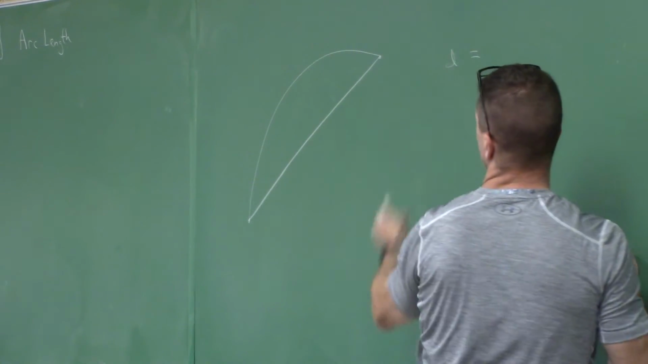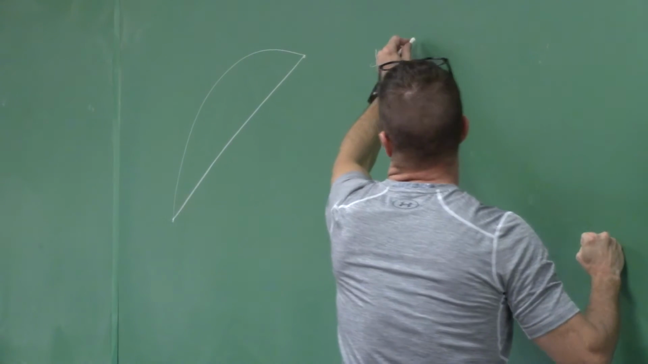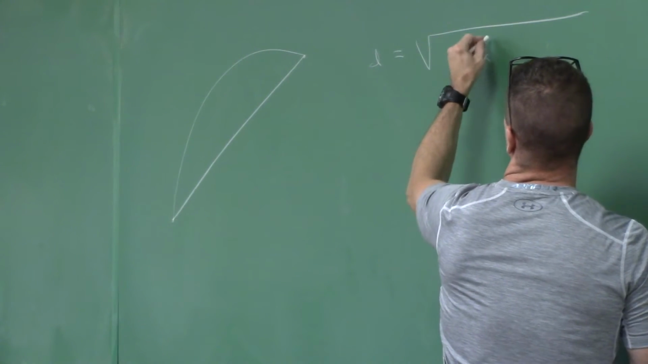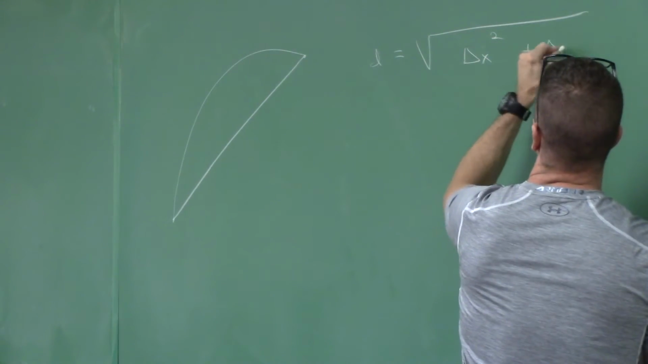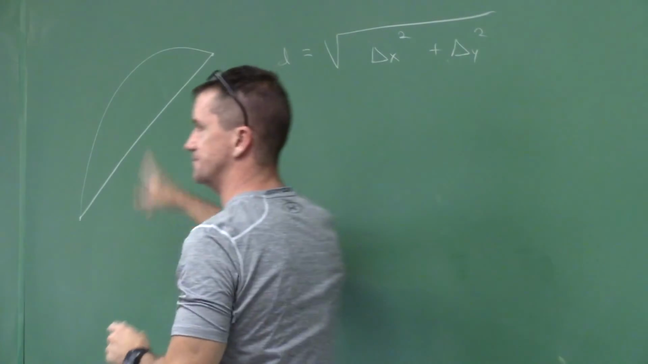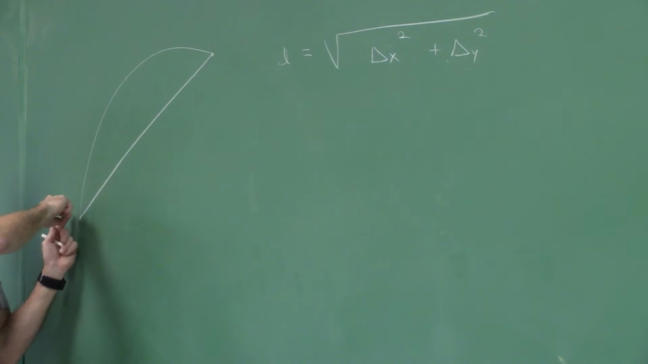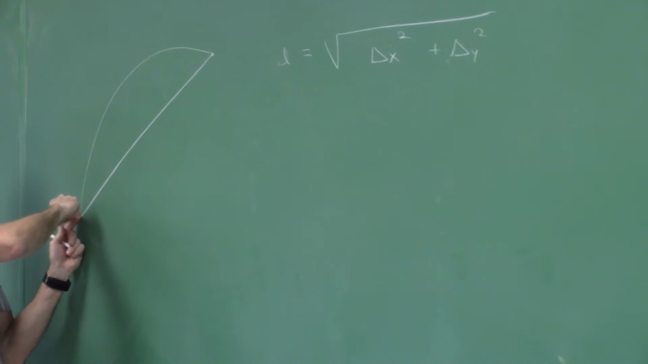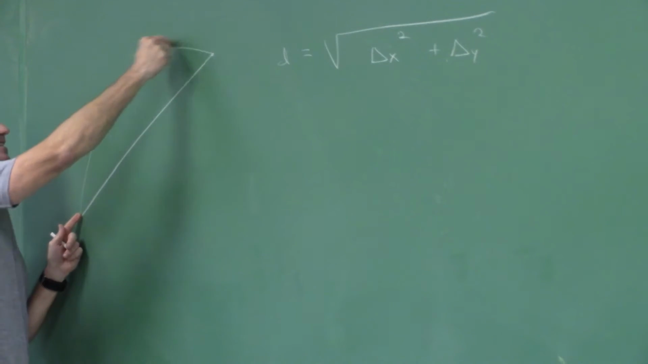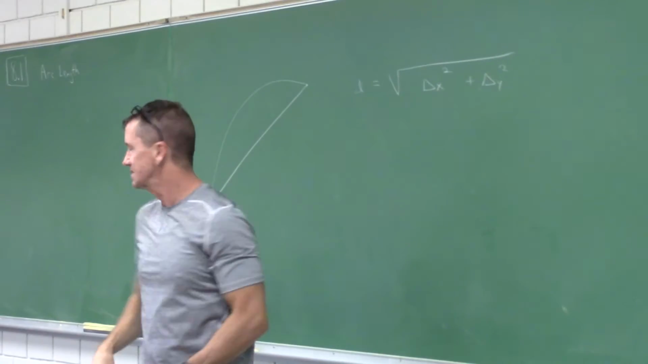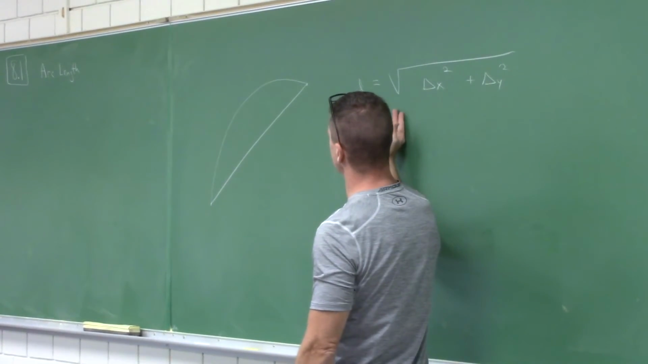The distance between just 2 points, x1 and x2, is the square root of the change in x squared plus the change in y squared, right? And we'll start there. But we're trying to get a formula that represents what? The length of this arc here. Well, we'll start with just the distance between 2 points, but that's straight line distance. So that's a good start.